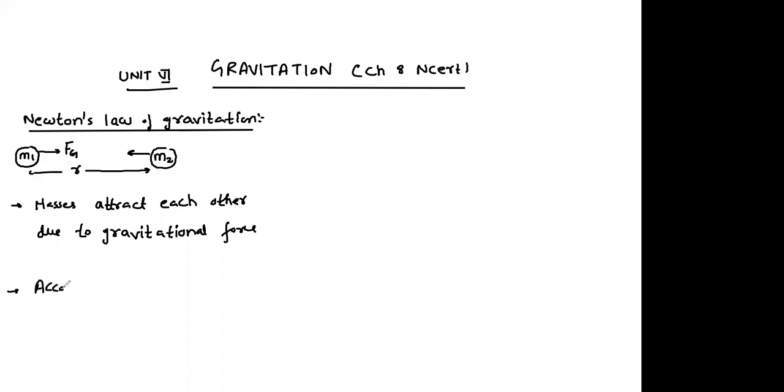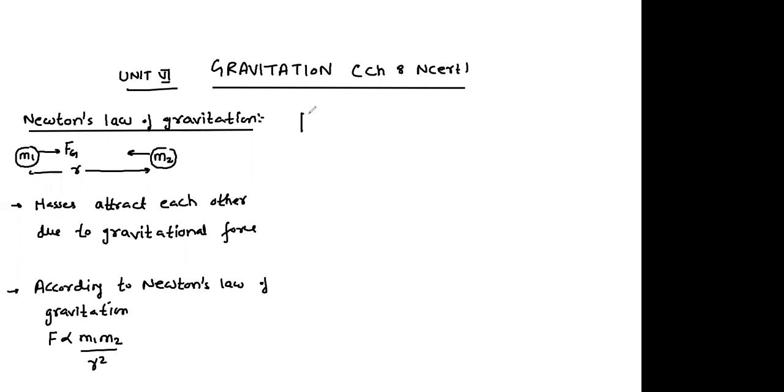According to Newton's law of gravitation, this force is directly proportional to the product of masses and inversely proportional to the square of distance between them. When you remove the sign of proportionality, you get F is equal to G m1 m2 over r square. This is Newton's law of gravitation.